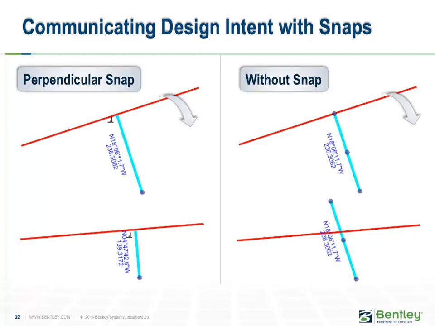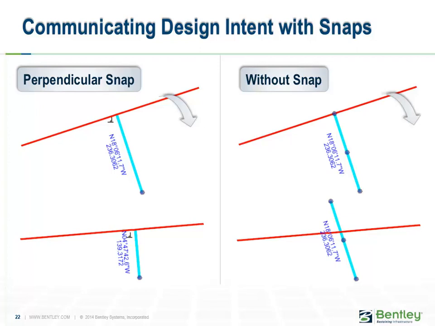Contrast that with the images on the right where the side road is created independent of the main line, where no snaps were used. When the main line direction changes, the side road is not altered. However, notice the side road extends beyond the main line. The MicroStation modify commands such as Trim to Element are also a powerful way to communicate design intent.